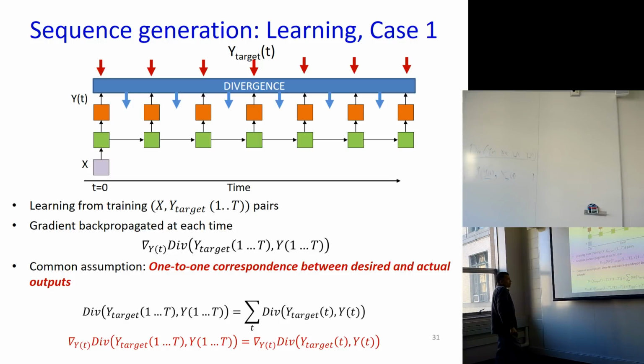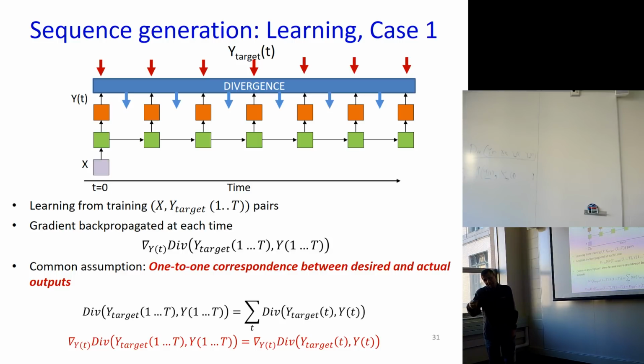And once again, a very common assumption that we will make is that you have a one-to-one correspondence between the desired and actual outputs. So if you have T outputs in the target output, then it's common to assume that the network is also going to produce T symbols, right? Now, you can think of a situation where it produces T symbols, but then you have intermediate steps of computation where there is no output happening, which is perfectly acceptable. But the standard assumption is that you have a one-to-one correspondence across time.